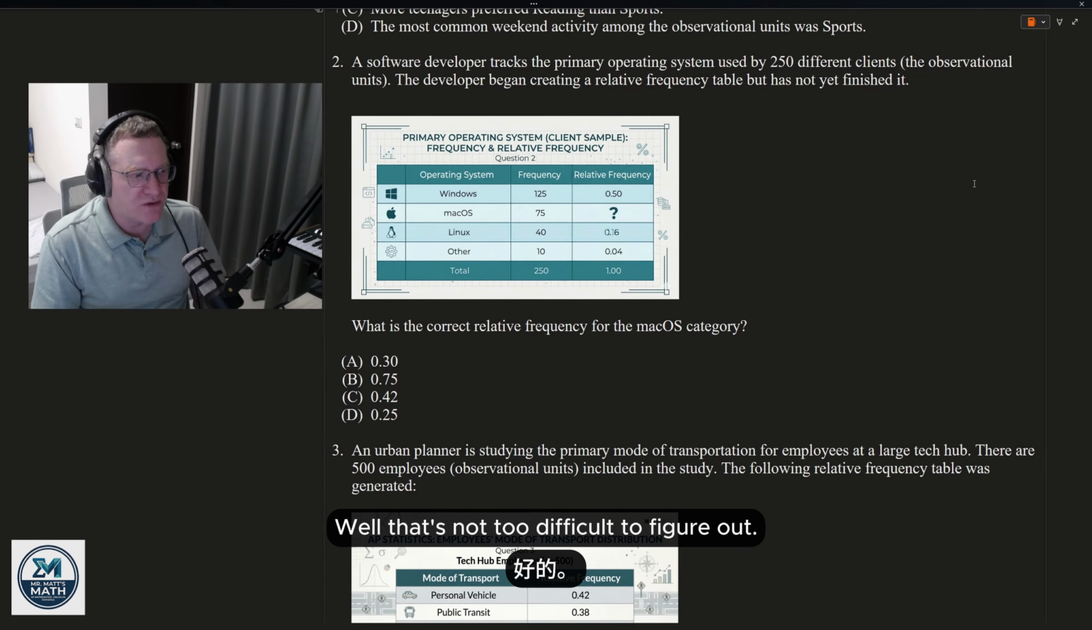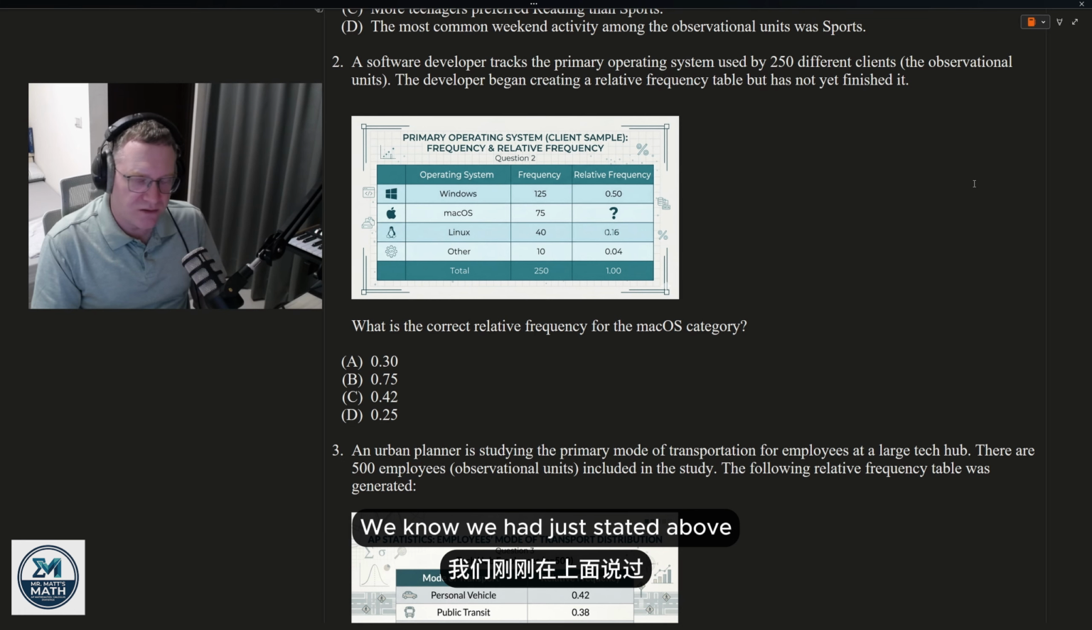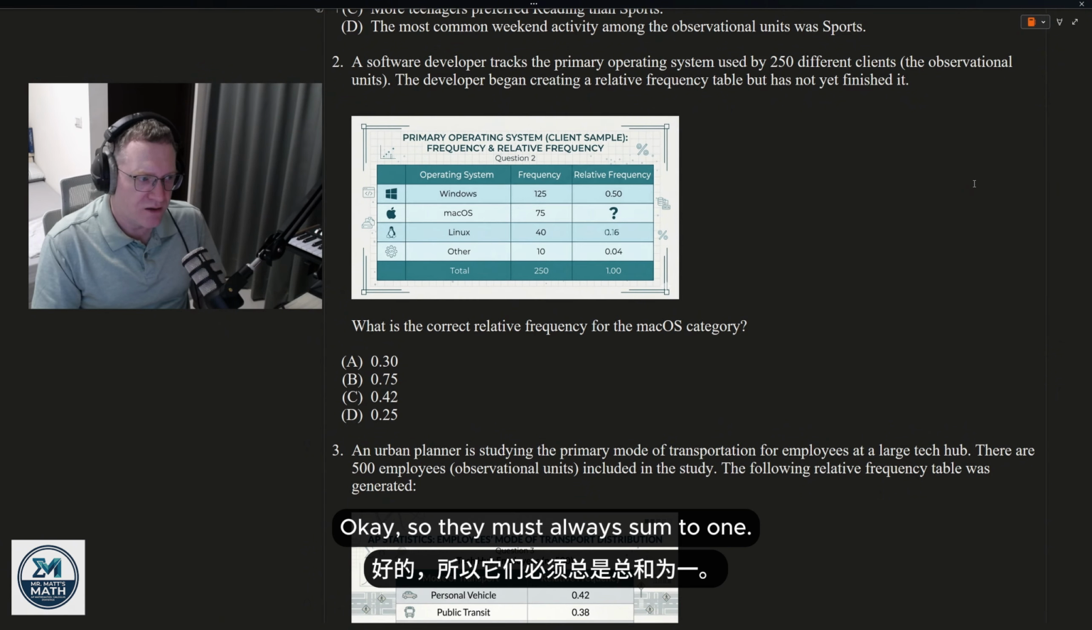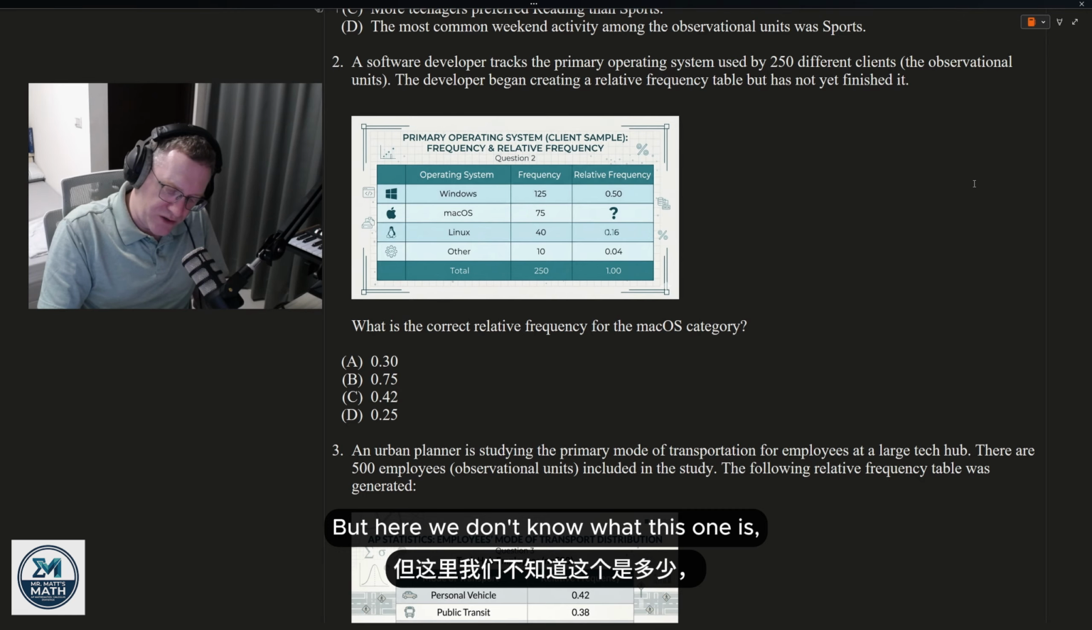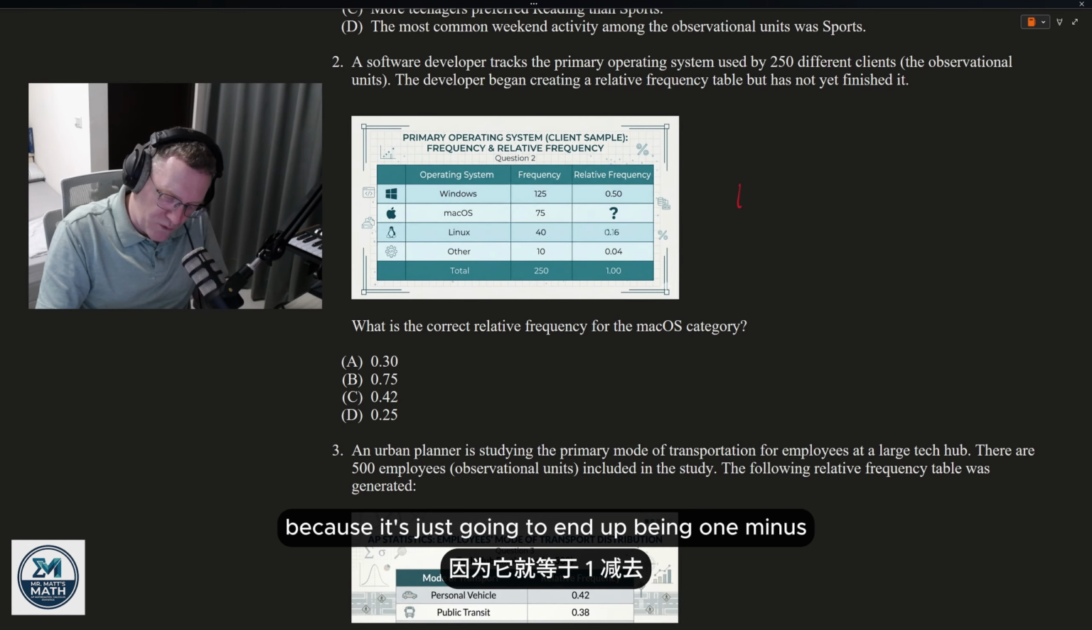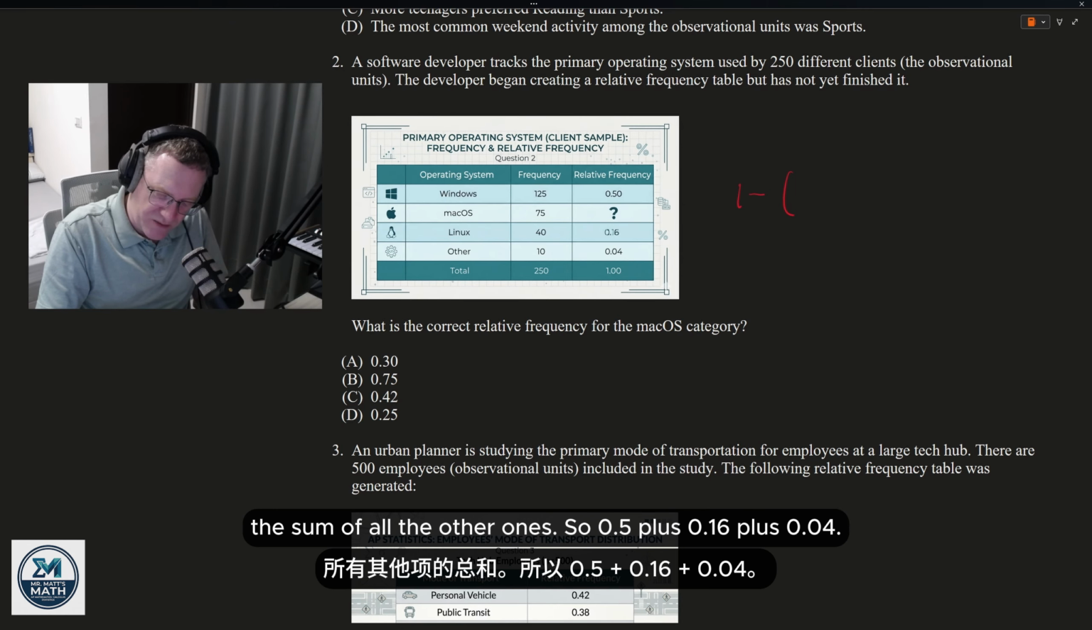Okay, well, that's not too difficult to figure out. We had just stated above that the relative frequencies must always sum to 1. Okay? So they must always sum to 1. But here, we don't know what this one is, but that's easy. We can figure it out because it's just going to end up being 1 minus the sum of all the other ones. So 0.5 plus 0.16 plus 0.04.